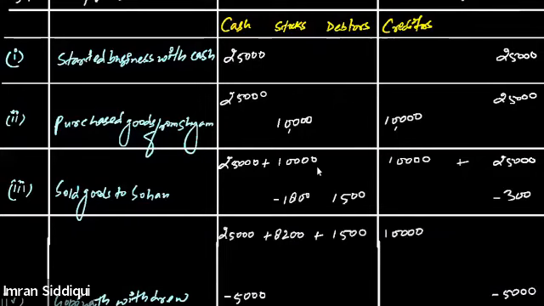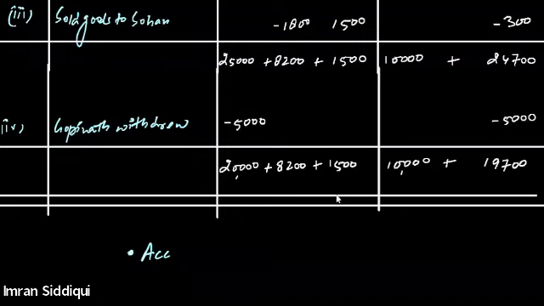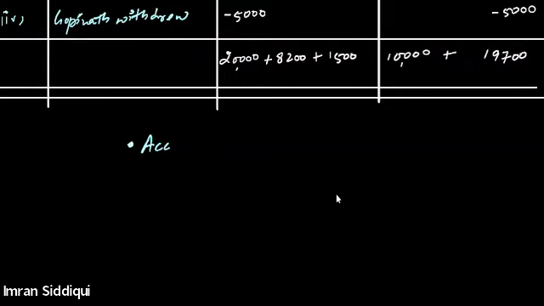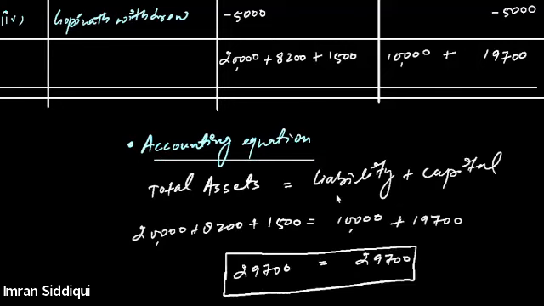So the final equation, just a minute. So the final equation will be, we will have a cash balance of 20,000. We will have a stock of 8,200. Then we will have a debtor of 1,500. And on the other side of the equation, we will have a creditor of 10,000 and capital will be at 19,700. Right, everyone? So when you prepare the equation, you will get the value as 29,700. I hope it is clear.